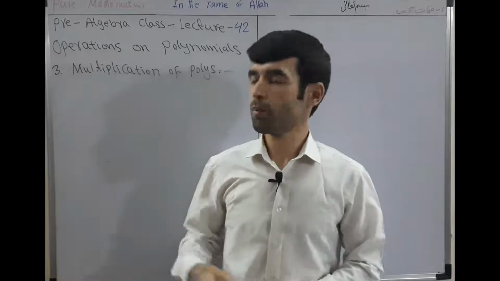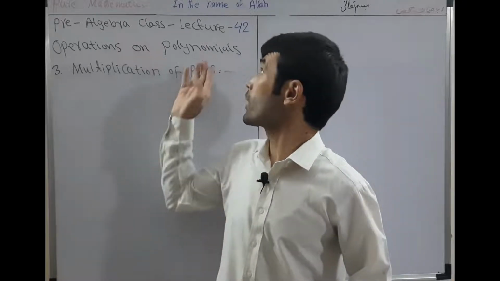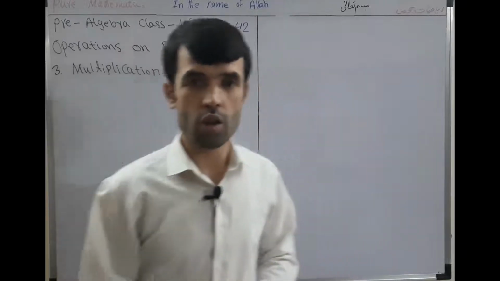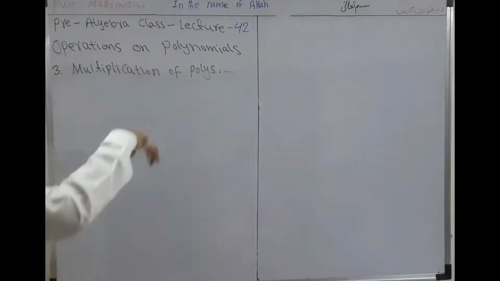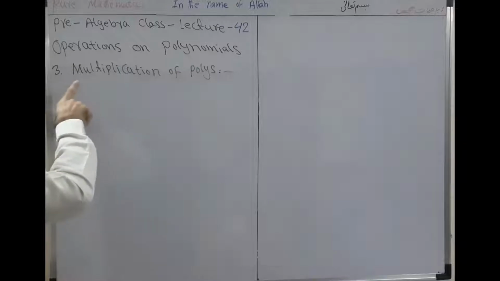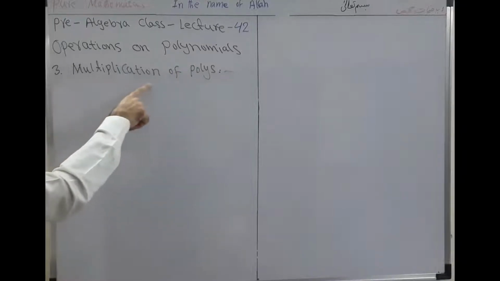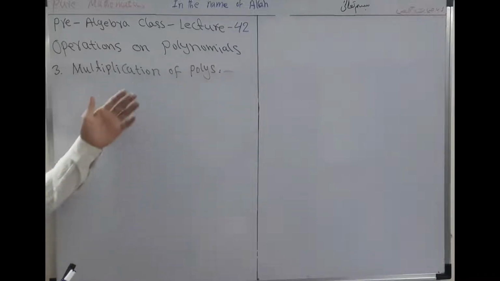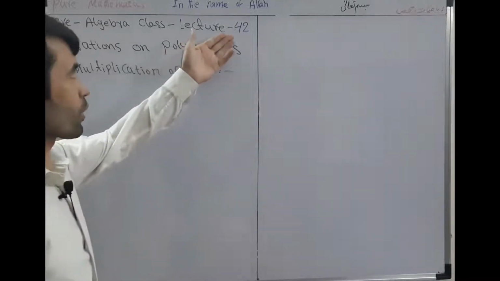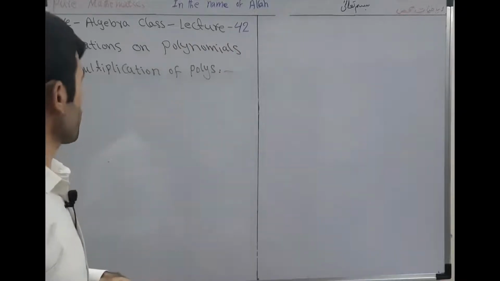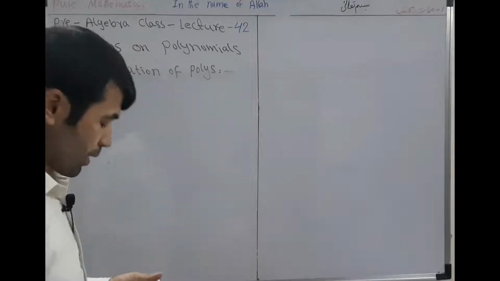It is pre-algebra class lecture 42. In this lecture we will explain operations on polynomials. Third operation is multiplication of polynomials. In lectures 40 and 41 we explained addition and subtraction of polynomials. Here we want to explain multiplication of polynomials.